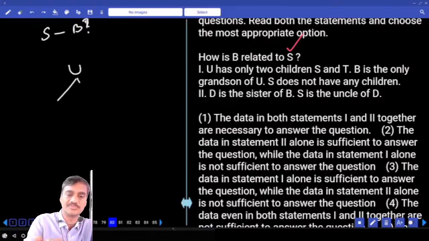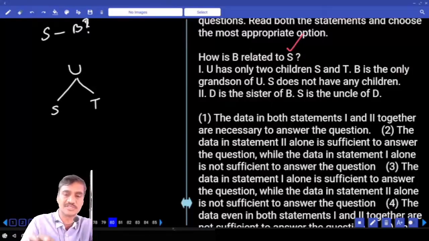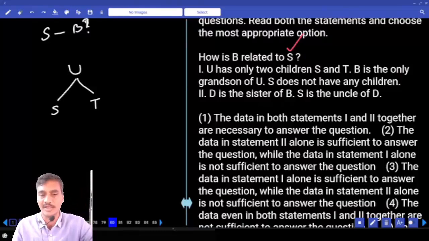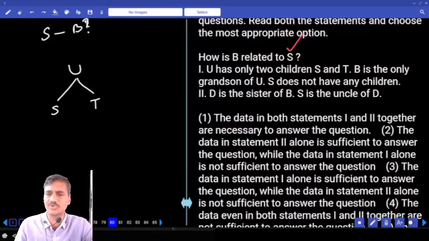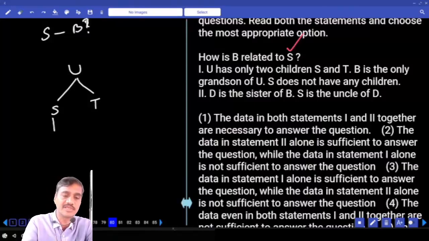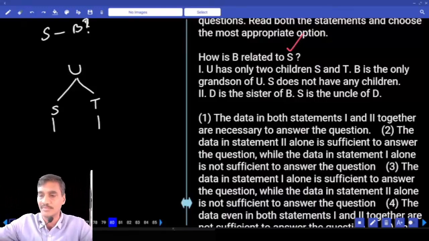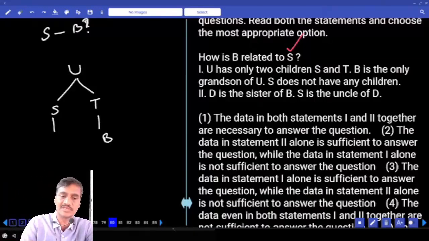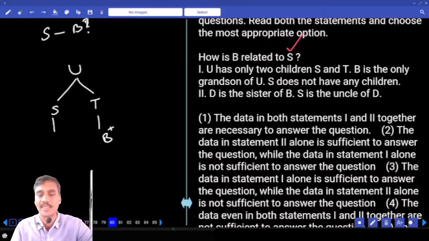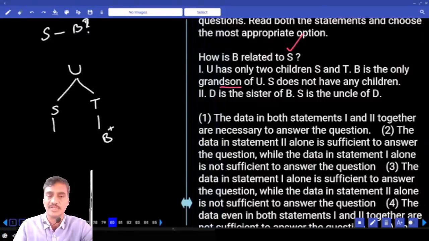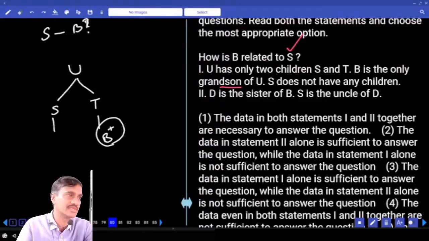Now this U is the parent of these 2 persons. S and T are siblings to each other. And U has only 2 children, S and T. B is the only grandson of U. B can be either the child of S or the child of T. As of now we cannot determine. But whereas B is the grandson, S does not have any children. As S does not have any children, obviously B must be the child of T. How is B related to S? B is the only grandson of U. Then how is this B related to S? Are you getting the answer or not?